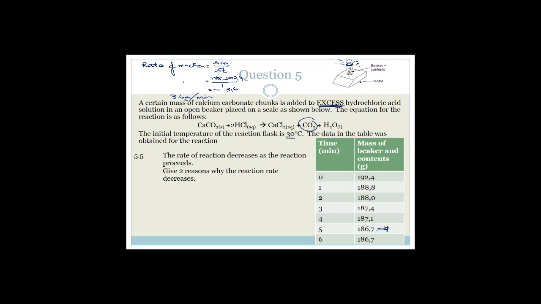Okay, now it says, the rate of the reaction decreases as the reaction proceeds. Give a reason why this reaction rate decreases. Okay, there are a couple of reasons. One is, do you agree that as the thing is being used up, we've got some calcium carbonate chunks and some hydrochloric acid, so this reaction is slowly moving off to the right. So we're using up the calcium carbonate, but they're asking about the rate. So what are the things that affect rate? You need to think about that, okay? The things that affect rate are surface area, concentration, temperature, what else? Catalyst, but that's not applicable yet.